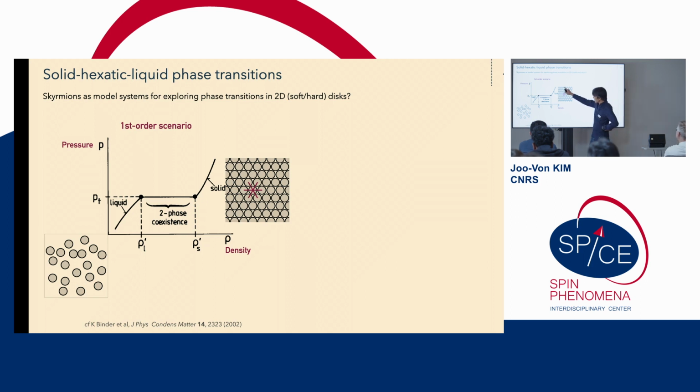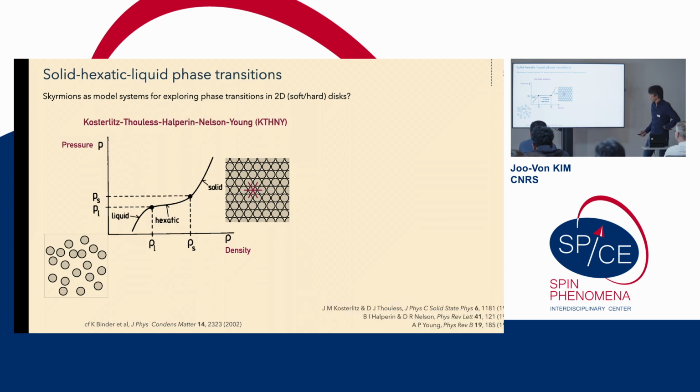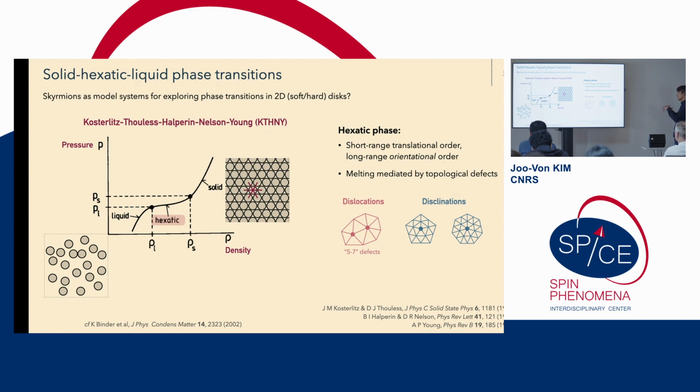And so you might imagine this isotherm here. You can go through this first order phase transition where you have this two-phase coexistence. But it turns out that the picture is slightly more complicated. Due to these gentlemen here, Kosterlitz, Thouless, Halperin, Nelson, and Young, they proposed that, in fact, when you melt this solid, it goes through this hexatic phase indicated here. So what does this hexatic phase represent? It is a state in which you maintain the short-range translational order of a liquid, but you keep the long-range orientational order of the solid phase. So you have a mixture between these two.